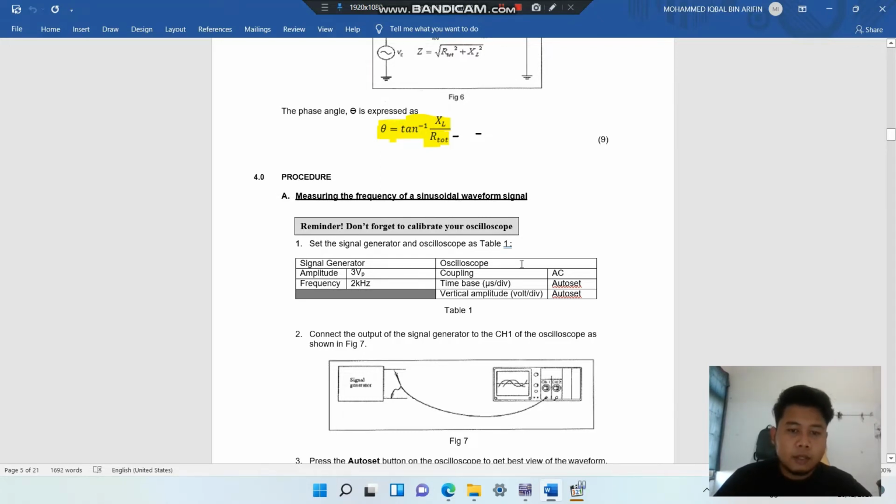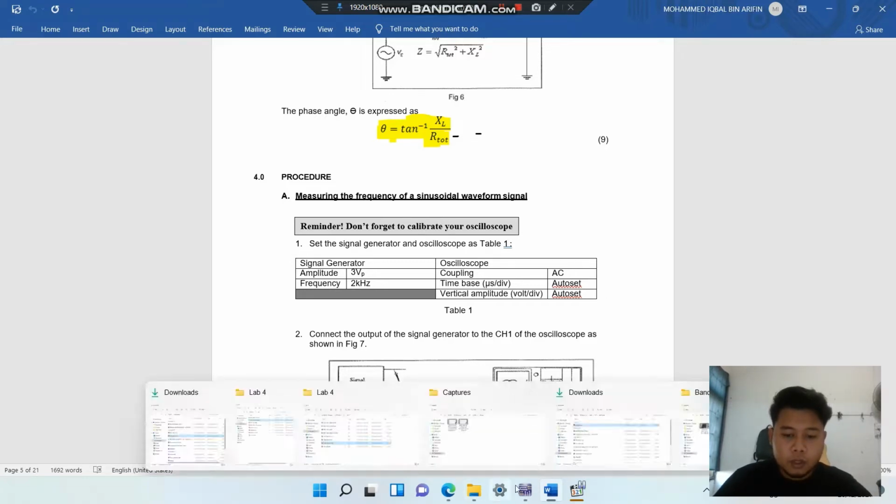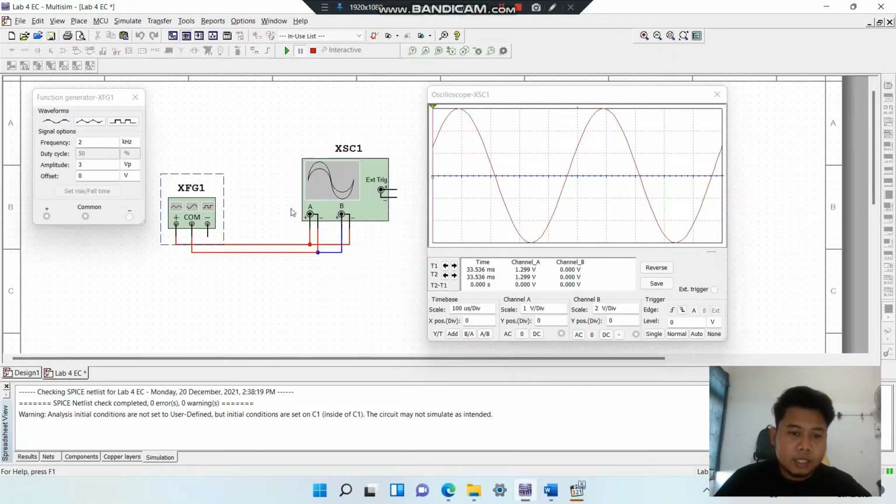Don't forget to calibrate your oscilloscope. Set the signal generator and oscilloscope as stable 1. How to calibrate your oscilloscope? The calibration goes like this. The positive terminal of the oscilloscope goes to the positive of the function generator. Negative goes to COM. And for channel B, positive goes to COM and negative goes to positive.